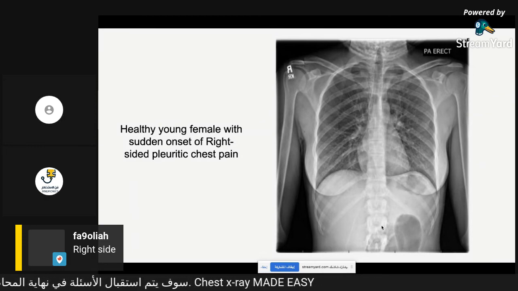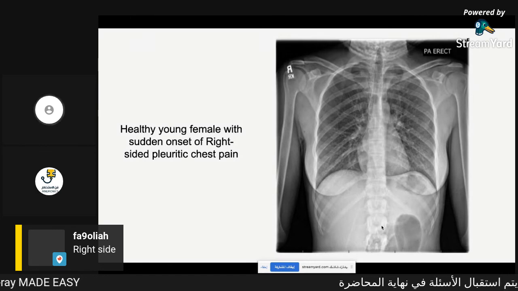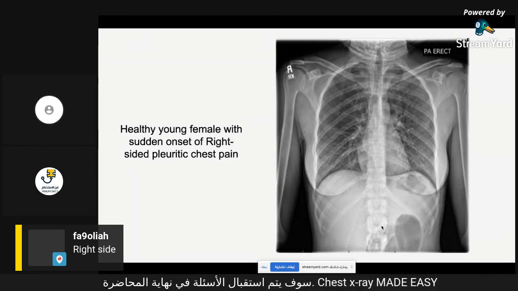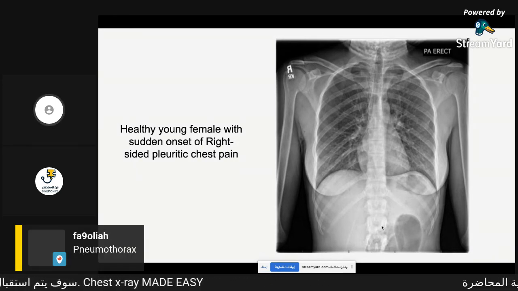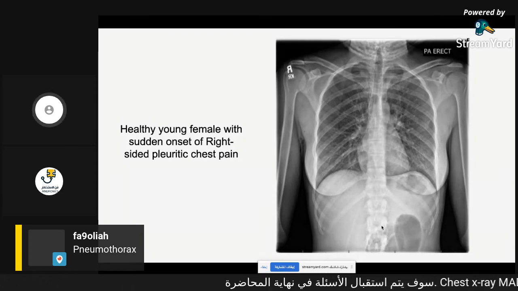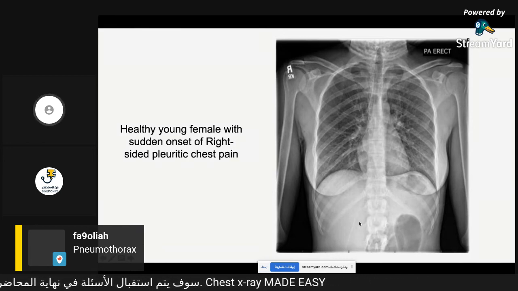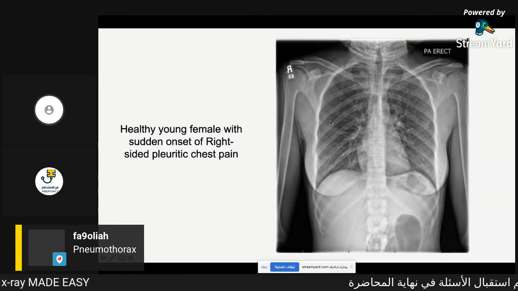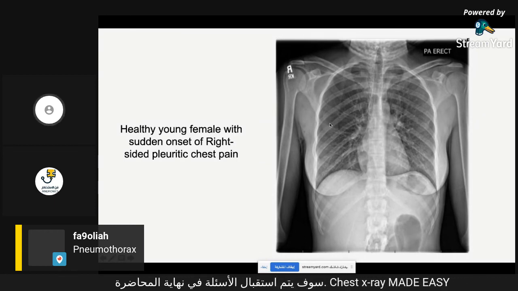But a pneumothorax does not always have to appear in a good way. If we notice here the lucency and the interstitial density, the interstitial lung tissue does not appear here. So this is what we call a pneumothorax, but it is not as clear as the previous X-ray. Keep in mind that not every pneumothorax appears clearly.